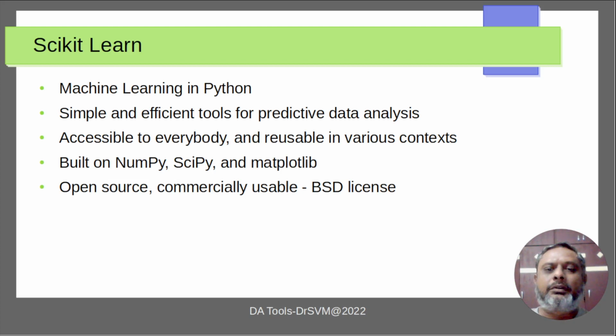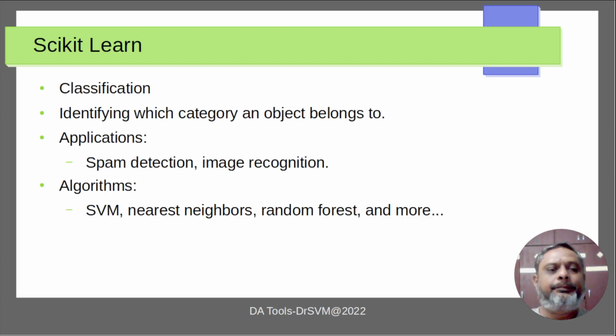Tools are provided for predictive data analysis. It is accessible to everybody and reusable in various contexts. Scikit-learn is mainly built on NumPy, SciPy, and Matplotlib. It is open source as well, commercially available under the BSD license. So various activities we can perform in machine learning through scikit-learn.